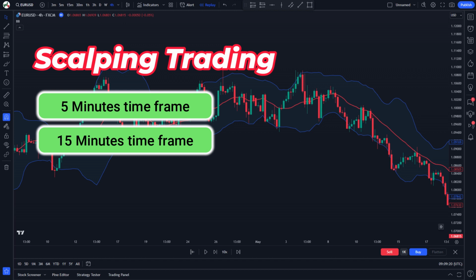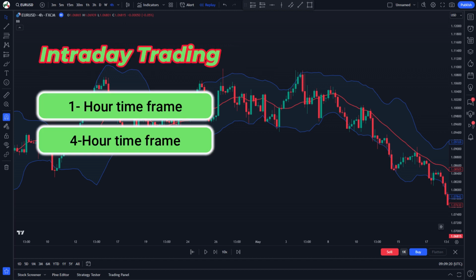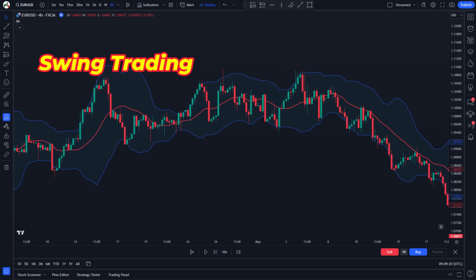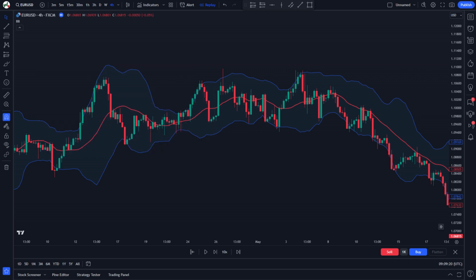price details. Intraday traders who open orders in a day are more suitable to use the 1 hour and 4 hour time frames to project daily movements. Swing traders who open orders for more than a day are more likely to use the daily time frame, but they will also go to a lower time frame to get the best price.